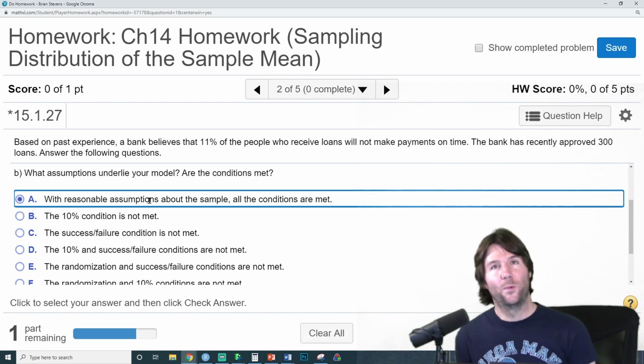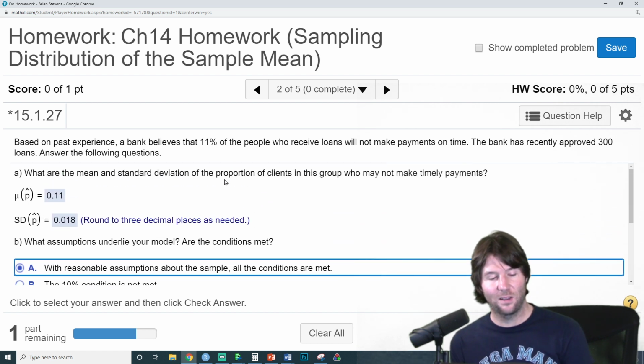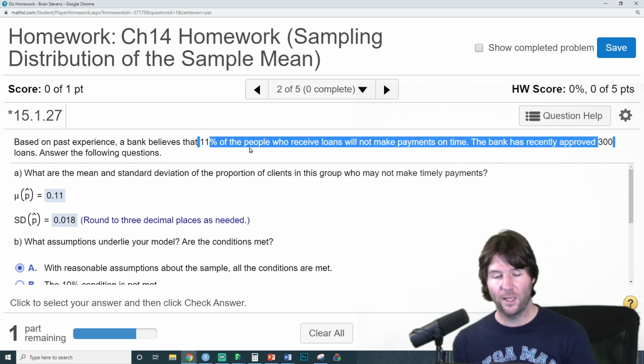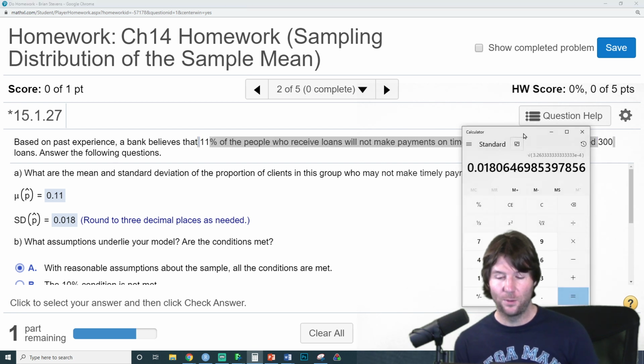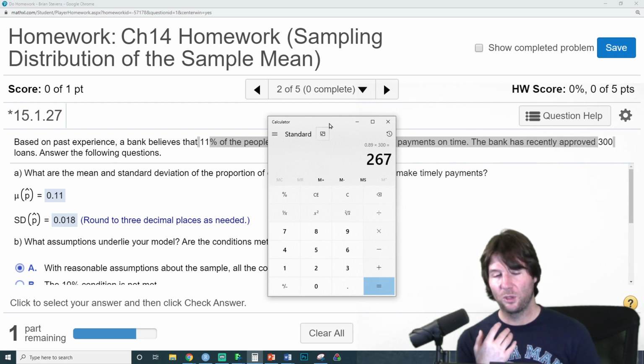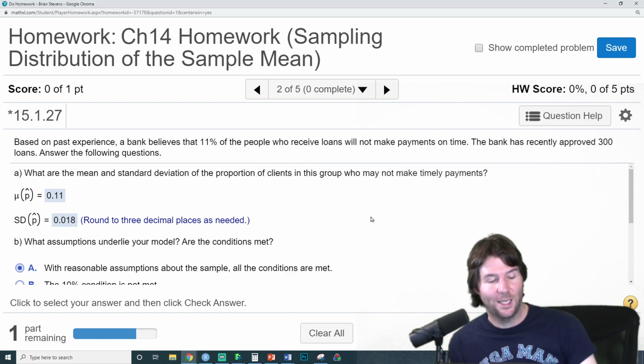And then we're going to do the last part, or all conditions yet. We randomly select people to give loans to, less than 10% of all loans, and then we have at least 10 successes and at least 10 failures. We would expect 33 successes and 267 failures. I did that by multiplying 0.11 by 300, and we get 33, and 0.89 times 300 is 267. So we'd expect 33 people to default on their loans, and 267 people to not default on their loans. So that's got that right there.